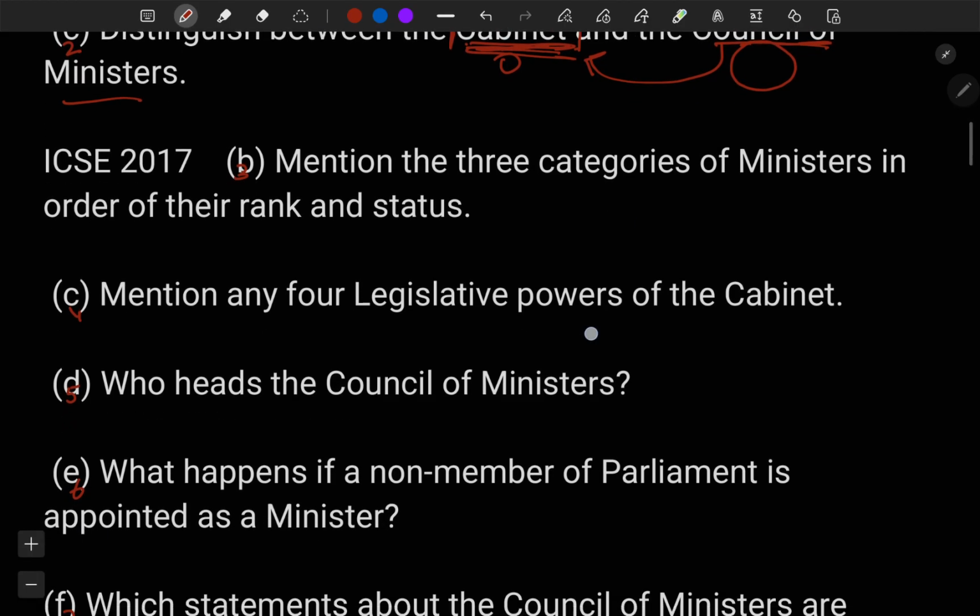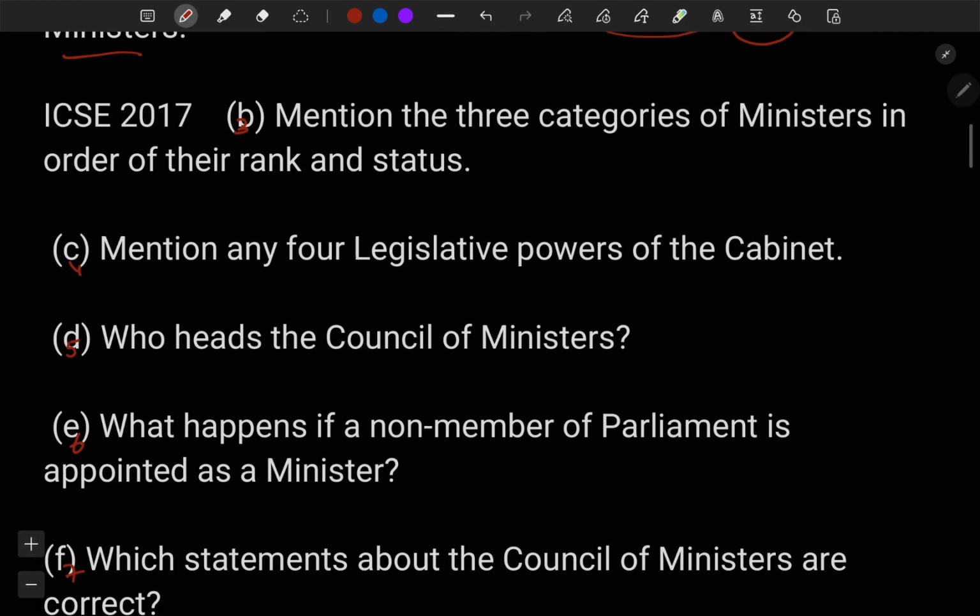Moving forward with the next question, mention the 3 categories of ministers in order of their rank and status. 3 categories of ministers: cabinet minister, minister of state, deputy minister. Who is a cabinet minister? They are the senior most who are heading important ministries, and they form the core decision making body. Who is a minister of state? They may have independent charge of the ministry or assist the cabinet minister, and deputy ministers assist them. They are the junior most, third in the ranking.